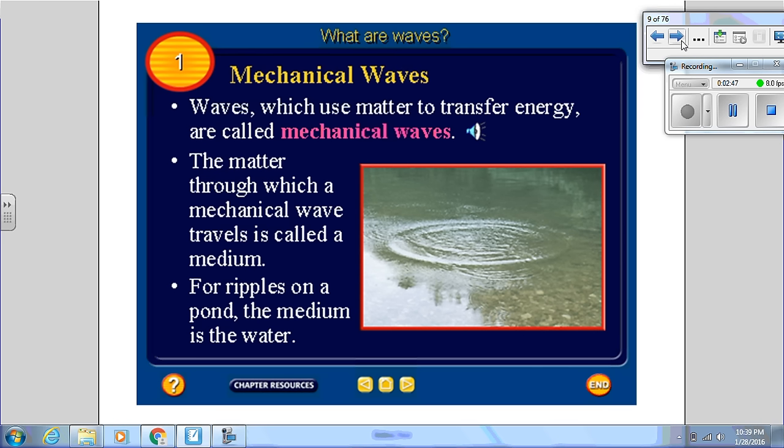Waves that use matter to transfer energy are called mechanical waves. In order for mechanical waves to carry and transfer energy, there has to be some type of matter or medium for those waves to travel through. As previously said, the matter through which a mechanical wave travels is called a medium. Remember, a medium can be a solid, liquid, or a gas. For the ripples on a pond, the medium would be the water. That's what the wave is traveling through.